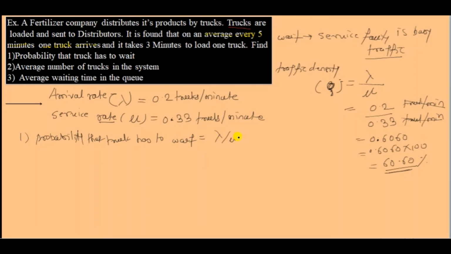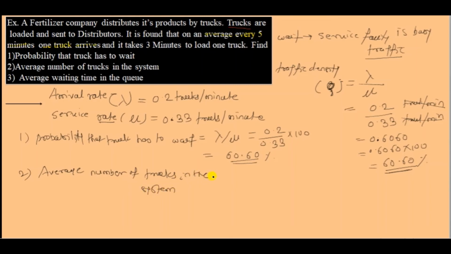This has been asked as a probability, and generally probability is given in terms of percentage, so we multiply by 100. We get 60.60% as the probability that the truck has to wait. That means there is a 60.60% chance that the truck has to wait. It is calculated using lambda by mu, that is 0.2 divided by 0.33, multiplied by 100, and the answer is 60.60%.